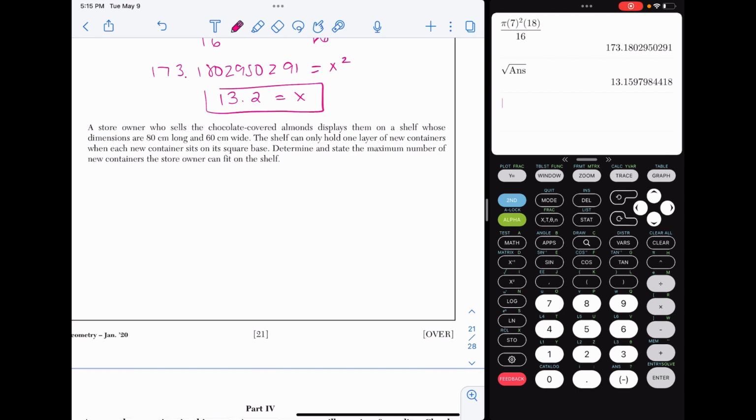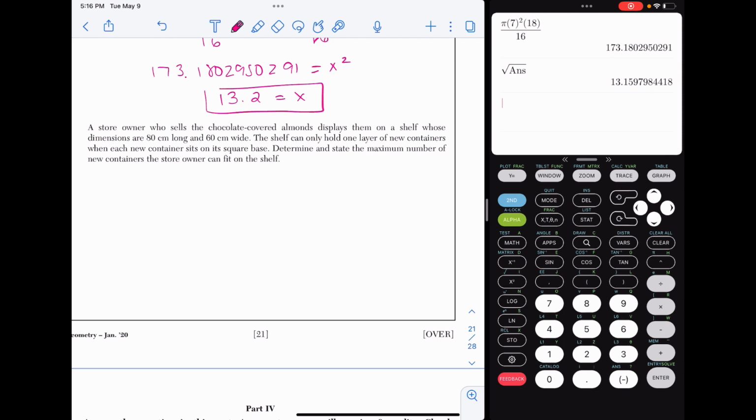Now there's a second part to this question. It says a store owner who sells the chocolate-covered almonds displays them on a shelf whose dimensions are 80 centimeters long and 60 centimeters wide. The shelf can only hold one layer of new containers when each new container sits on its square base. Determine and state the maximum number of new containers that can fit on the shelf. Okay, so if we think about this, we want to basically imagine, picture a shelf in the grocery store. We're stacking these all on the shelf, okay, and we want to figure out how many can fit.